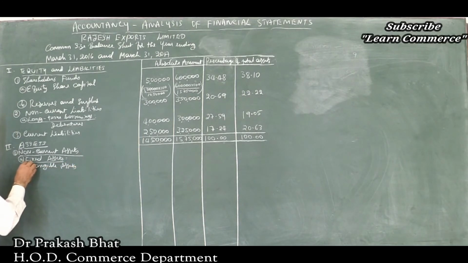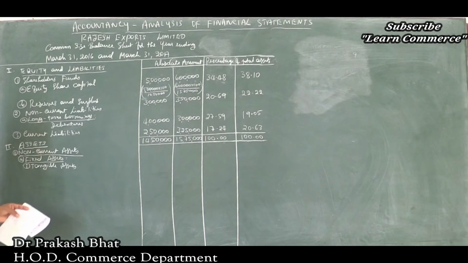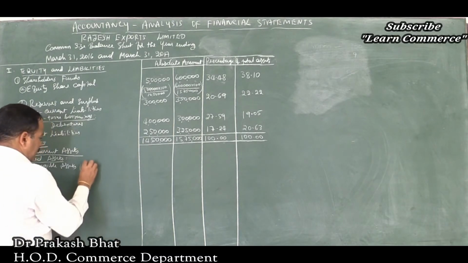Write this like this one. You have to add both together, building and machinery. Right here, building plus machinery.